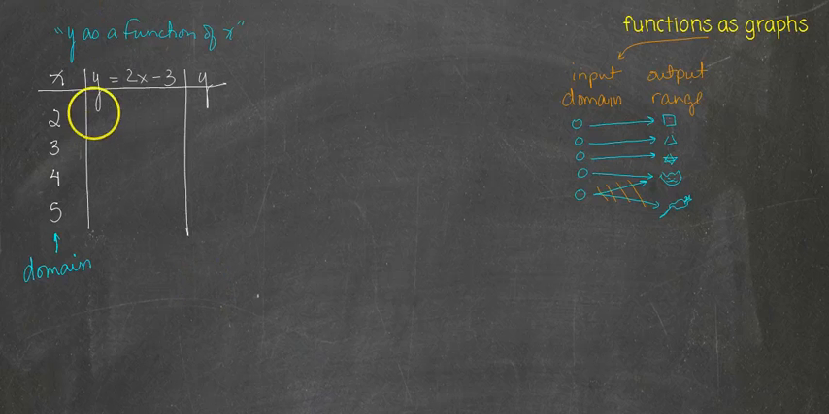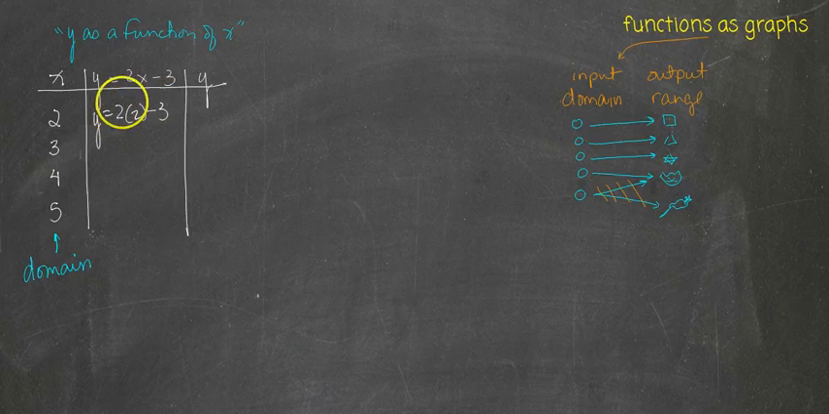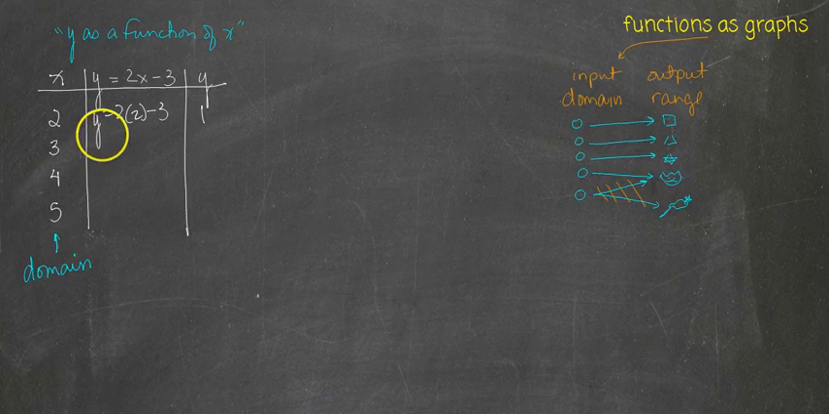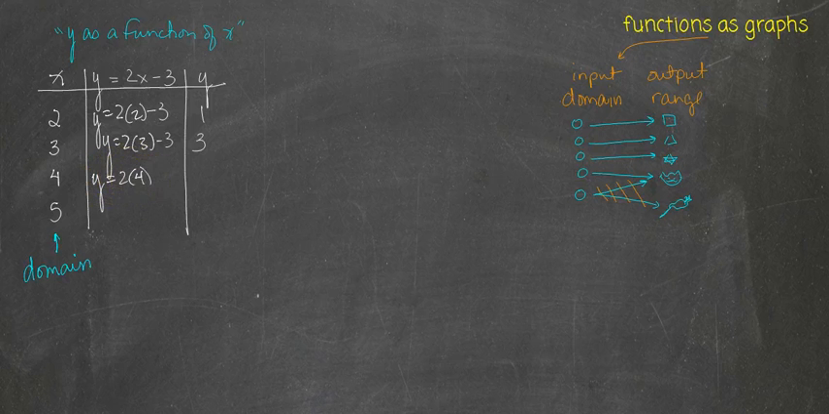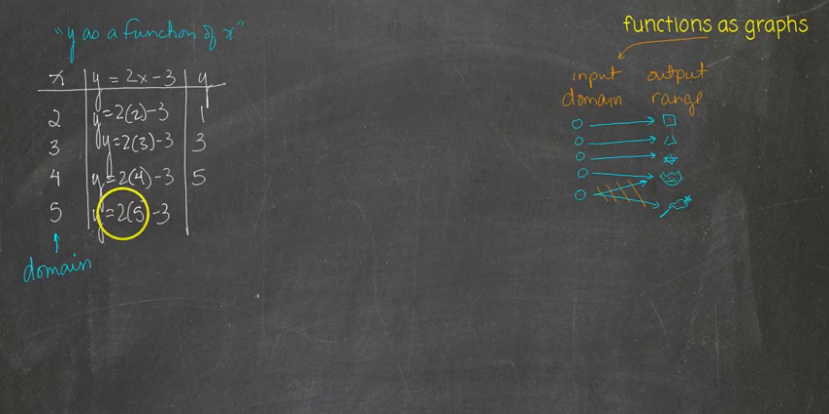So y equals 2 times 2 minus 3, and so 2 times 2 is 4, take away 3 is 1, so my output would be 1. In the second one, y equals 2 times 3 minus 3, well 2 times 3 is 6, take away 3 is 3. Y equals 2 times 4 minus 3, 2 times 4 is 8, take away 3 is 5. And y equals 2 times 5 minus 3, 2 times 5 is 10, take away 3 is 7. So these are the elements of my range.